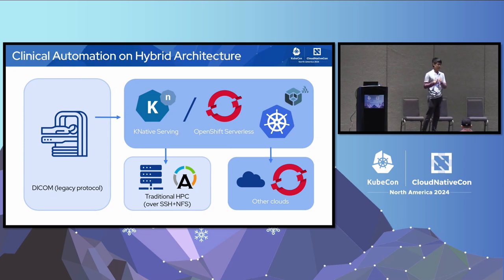Once you've packaged an analysis software according to that simple spec, we can automate the execution of your software and analysis pipelines using cloud-native technologies. First, we receive images from the hospital's hardware, such as MRI scanners, CT, and X-ray, over a legacy protocol known as DICOM. The DICOM goes into our Kubernetes cluster, and from there on out, we're using purely cloud-native technologies, such as Knative Serving and the OpenShift Serverless platform to handle webhooks and events. But once again, if we need more compute resources, we can send our data to other Kubernetes clusters, maybe in the public cloud. We can even bridge our Kubernetes cluster to the existing traditional HPC environment, where we send data over the NFS protocol and execute the jobs over SSH.